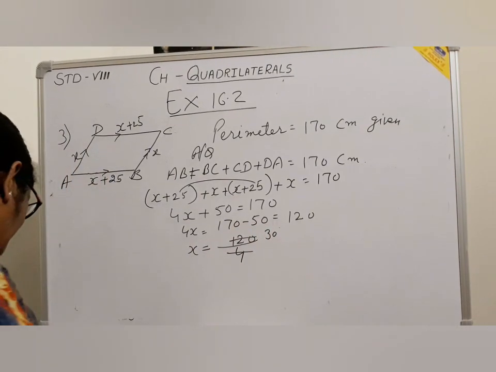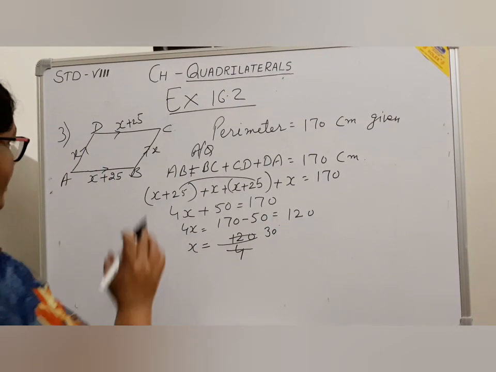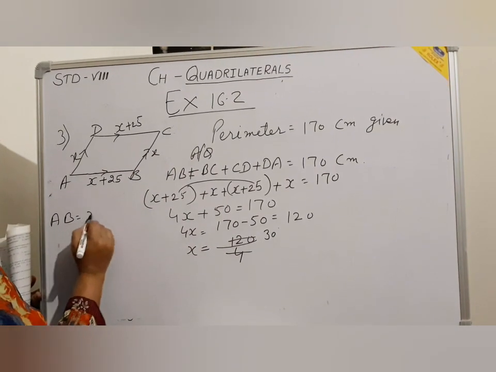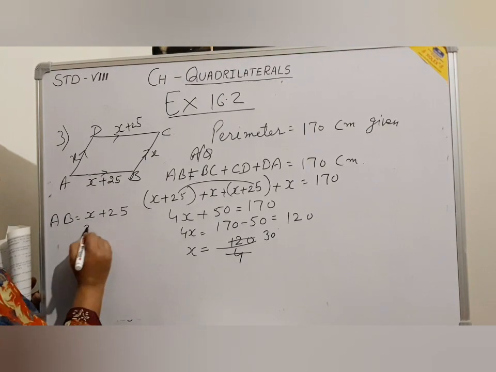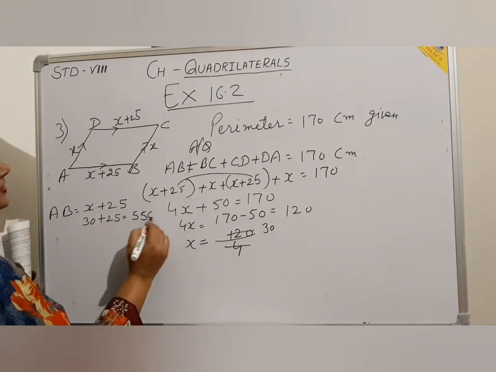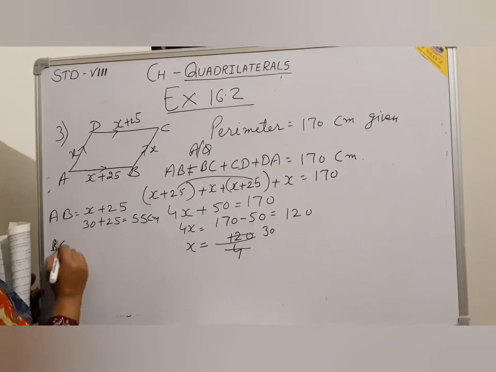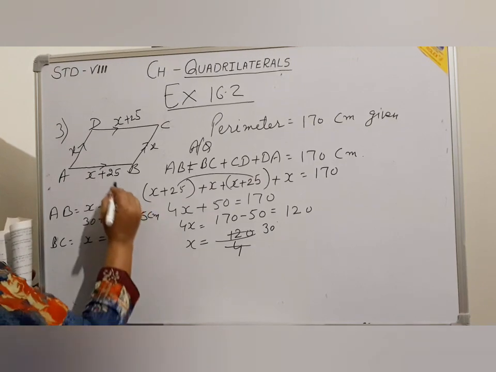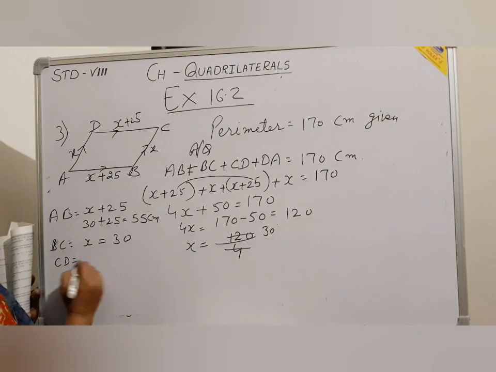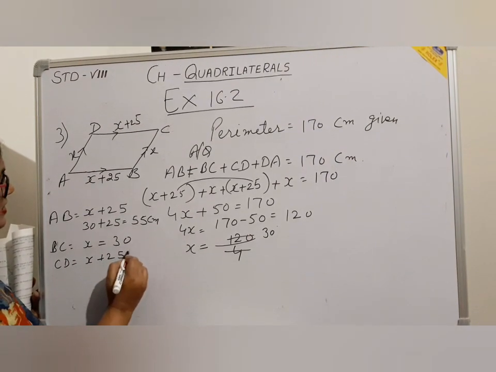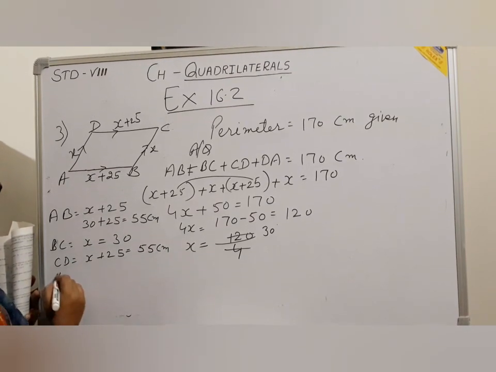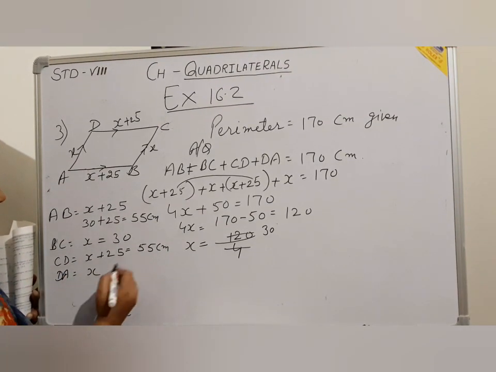Now the question is to find the measure of its sides. How can you measure? First AB, x plus 25 means 30 plus 25 is equal to 55 centimeter. And BC is x, the value of x is 30. And CD is x plus 25, again 30 plus 25, 55 centimeter. And DA is x, which is 30.